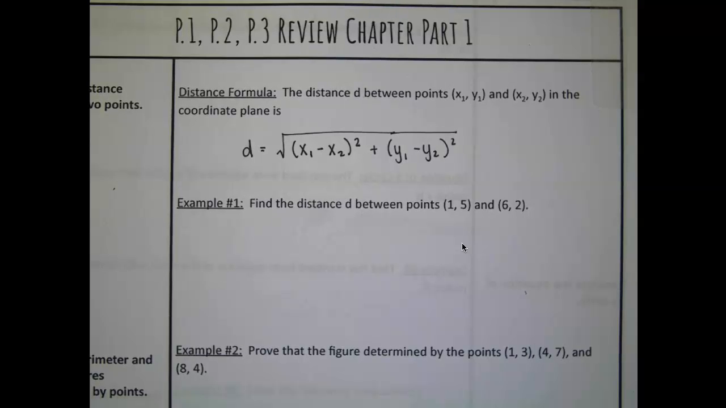1 minus 6 is negative 5. Negative 5 and then 6. So negative 5 squared is 25, and then 5 minus 2 is 3 squared. 25 plus 9 is 34.